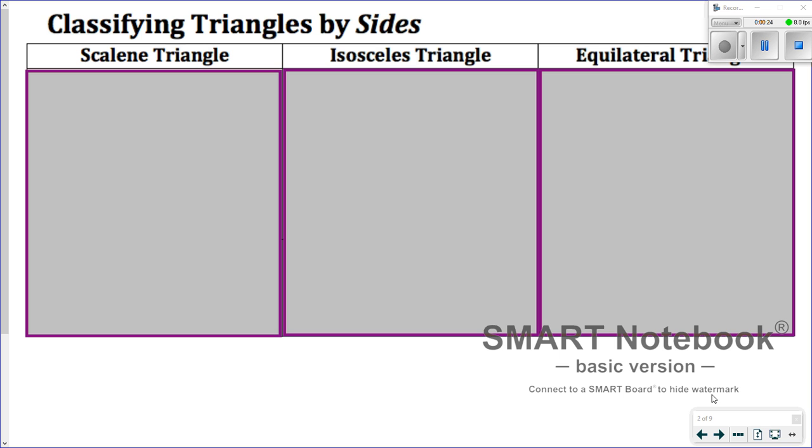So when it comes to triangles, we can classify them by sides, and also we're going to classify them by angles. First one, we are classifying by sides. There are three types of triangles. We have scalene, isosceles, and equilateral.